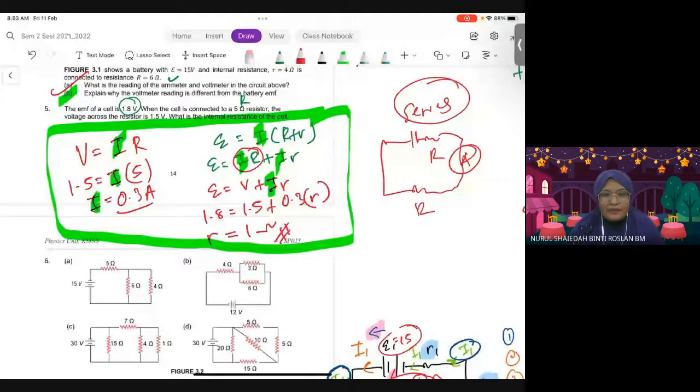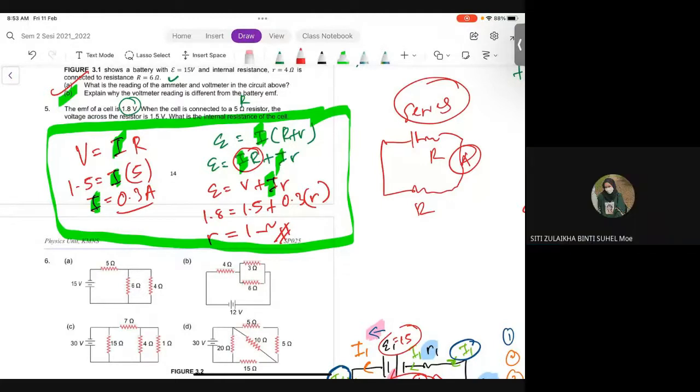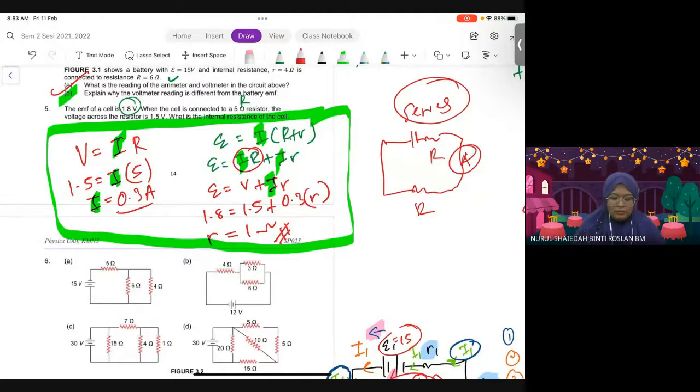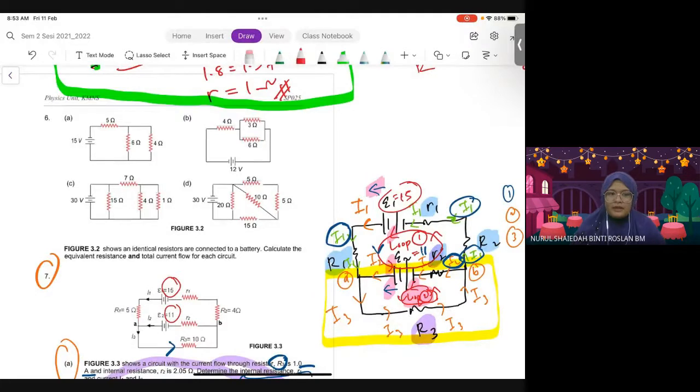Okay? Boleh? Boleh, madam. Okay. So nombor 6 saya tak nak discuss sebab saya rasa sepatutnya awak boleh buat.